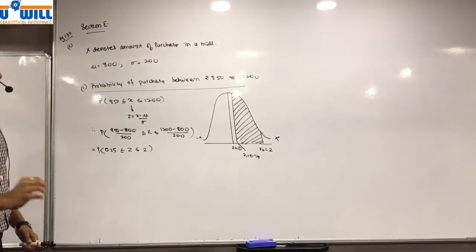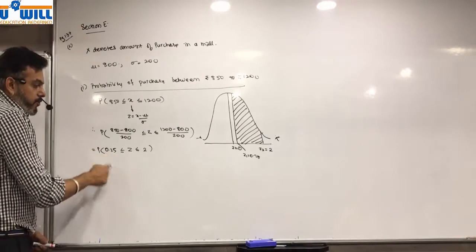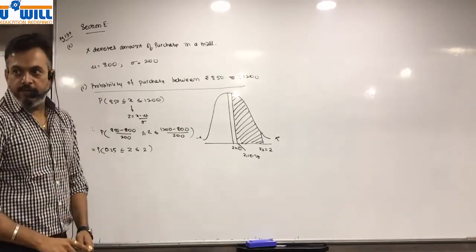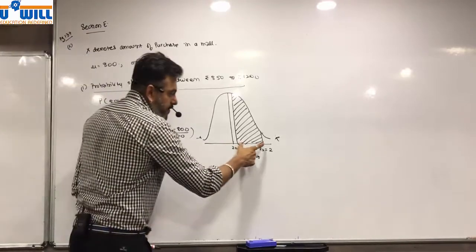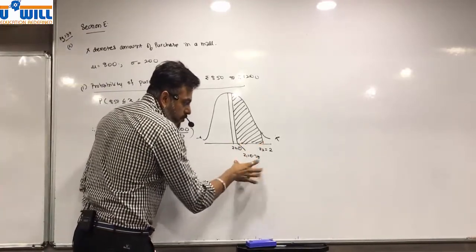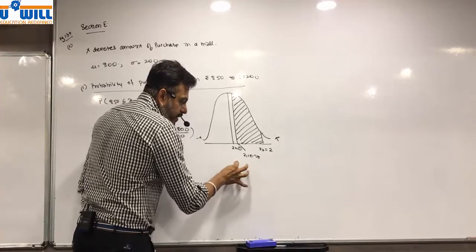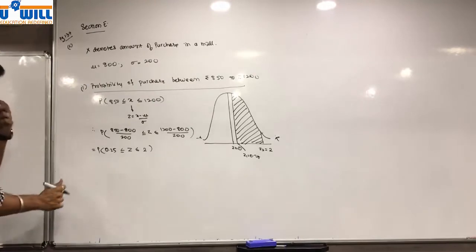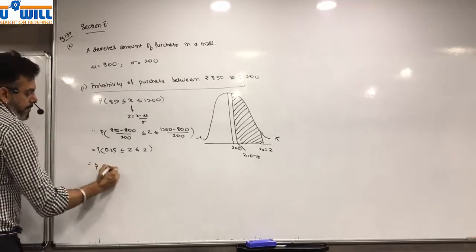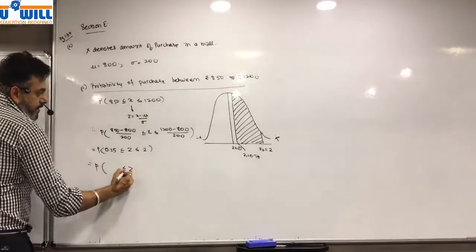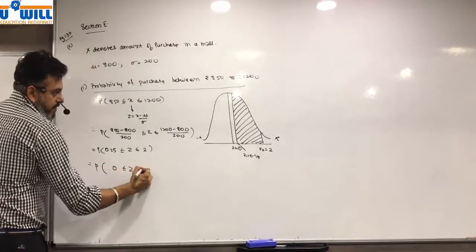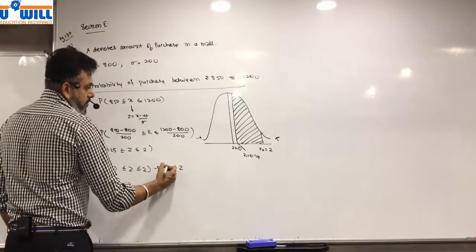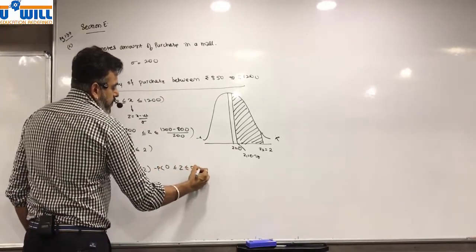See, never do it directly. Here, if you do it directly and think, look at 0.25, look at 2, add them and the answer will come, then the answer will be wrong. Now we want to find this area. So it will be 0 to 2 minus 0 to 0.25. Got it, all of you? So we make the equation: probability of Z greater than equal to 0 less than equal to 2, minus probability of Z greater than equal to 0 less than equal to 0.25.